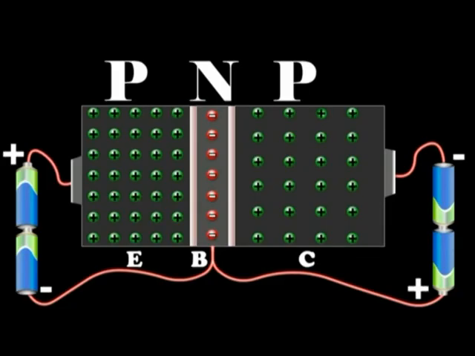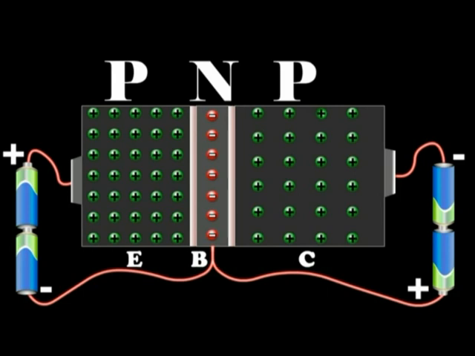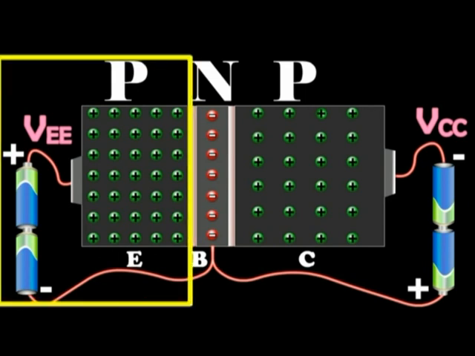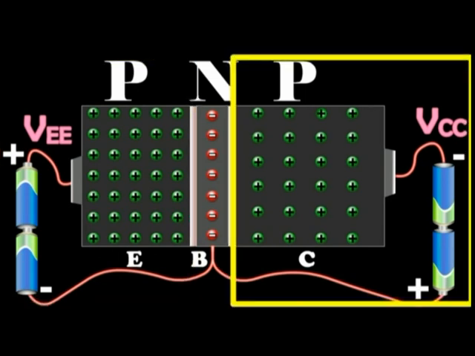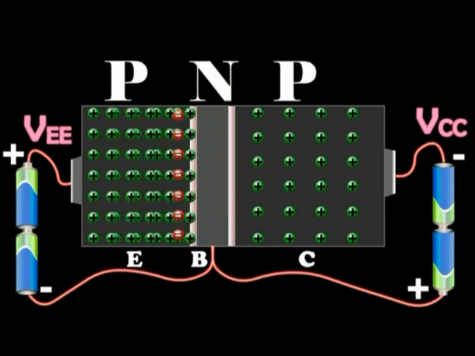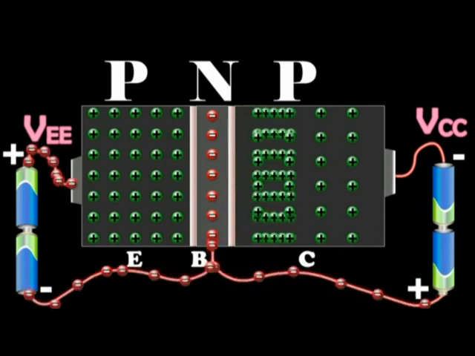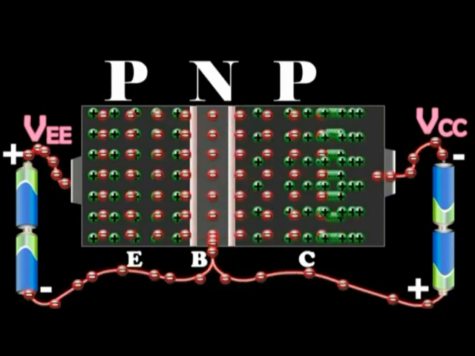A PNP transistor is like two PN junction diodes placed back to back. At each junction, there is a depletion region which gives rise to a potential barrier. The external biasing of the junction is provided by the batteries VEE and VCC as shown in the diagram. The emitter base junction is forward biased and the collector base junction is reverse biased. Since the emitter base junction is forward biased, a large number of holes cross the junction and enter the base. At the same time, very few electrons flow from the base to the emitter.